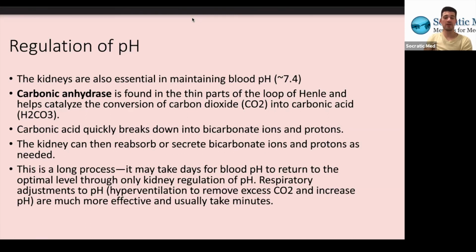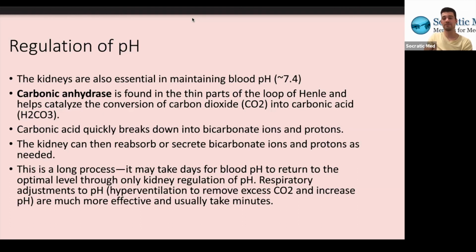So, you know, bicarbonate ions, wherever they are, they're going to increase the pH because they're basic, and protons are acidic. The very definition of an acid is just the proton concentration, how acidic it is. So the kidney can basically pick and choose what it wants to excrete and reabsorb, and it can affect blood pH that way. So it can reabsorb or secrete bicarbonate ions and protons as needed.